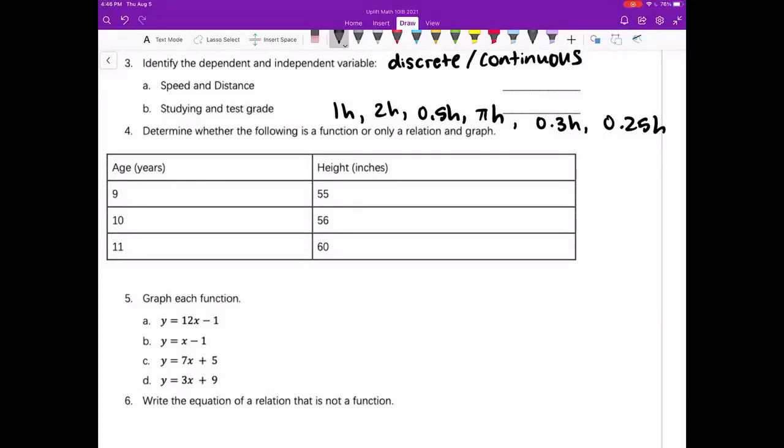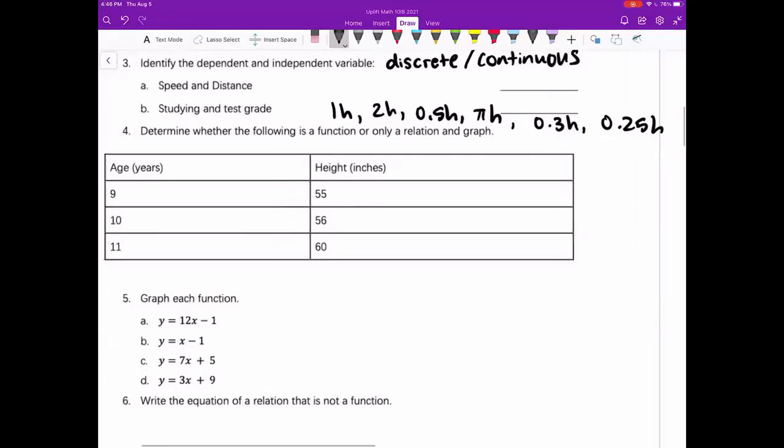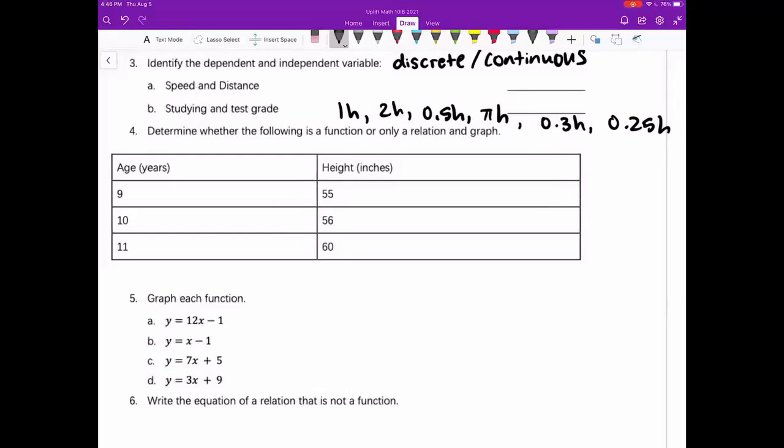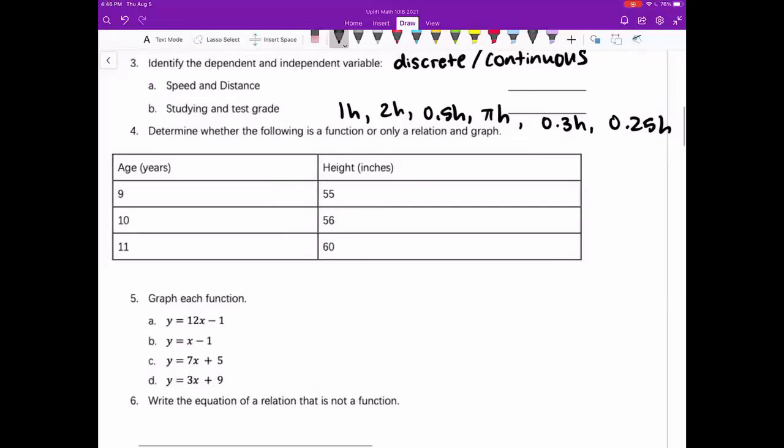So, Edward, essentially what you're saying is that a function is any equation that has a formula. But the definition of a function is actually one x value can only correspond to one y value. So in this case, 9 corresponds to 55, 10 to 56, and 11 to 60. So any x value is only corresponding to at most one y value.